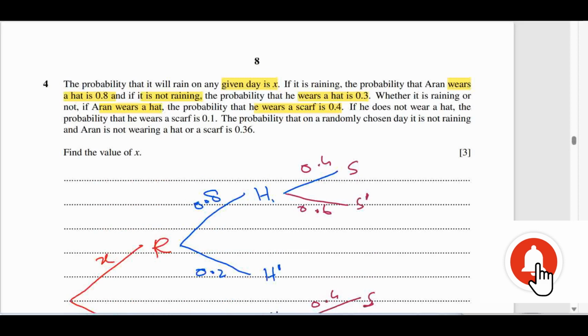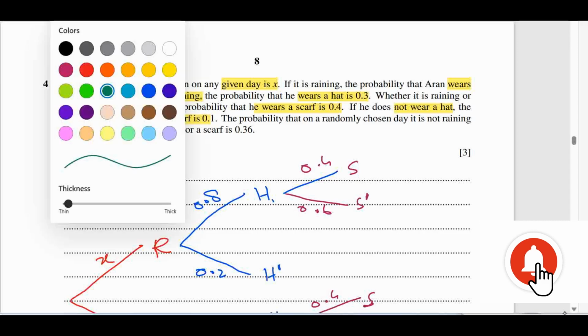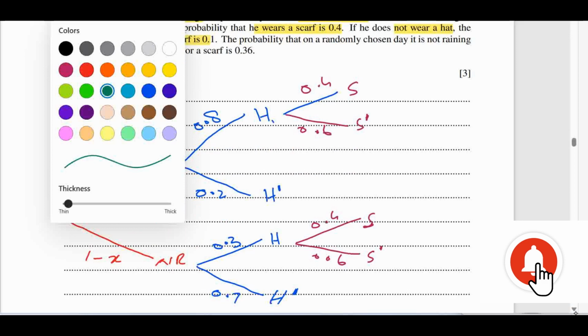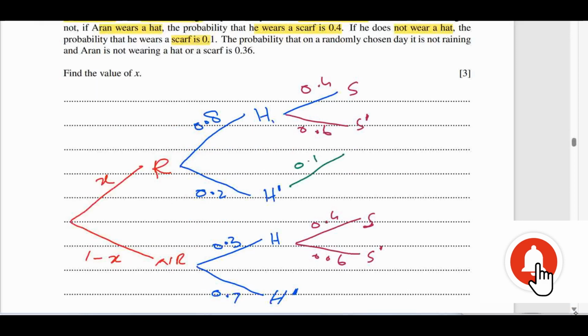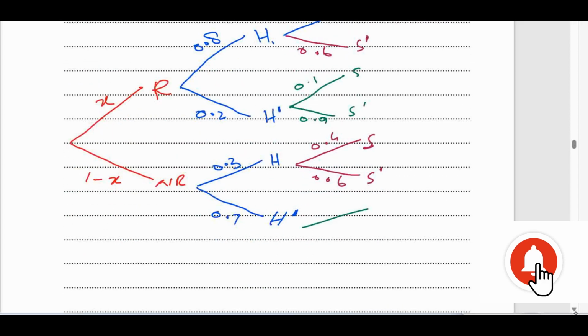Okay, let's move further. If he does not wear a hat, the probability that he wears a scarf is 0.1. So the meaning of this statement is that if a hat is not worn, in this case the probability to wear a scarf is 0.1, and not scarf should be 0.9. And again, if we look at the last portion too, scarf, not scarf, 0.1 and 0.9. This will be the tree diagram.